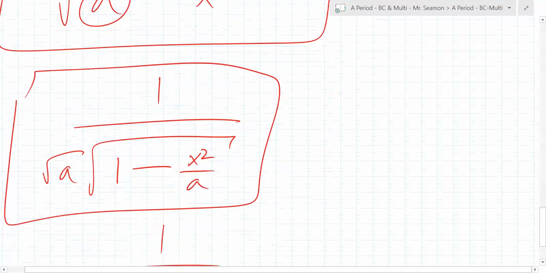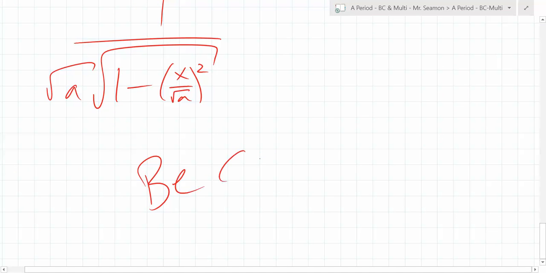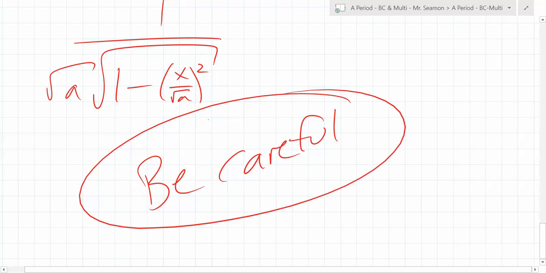Be careful. You know what you need to do, and you're very confident with your algebra, but it's super easy to mess these up.